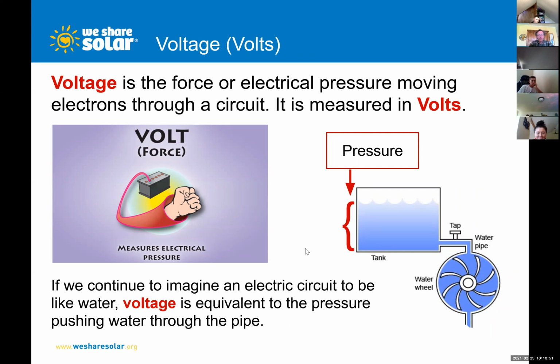Is it possible to have low voltage but high current? Yeah, so maybe imagine that the pipe is really very big, and so you could have a lot of water coming through it, but it's not pushing very hard. As opposed to like a fire hose.